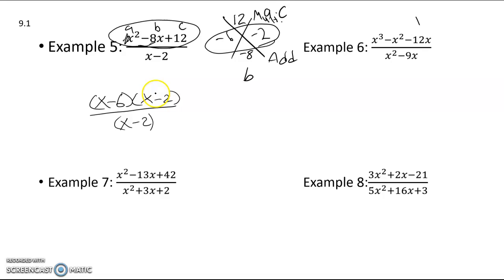And if I look, hey, I've got an x minus 2 on top and x minus 2 on the bottom. I'm going to cancel those out. I am left with just this x minus 6 right here. All right.